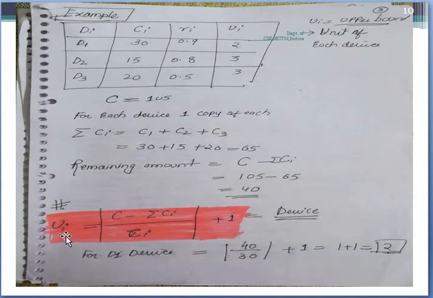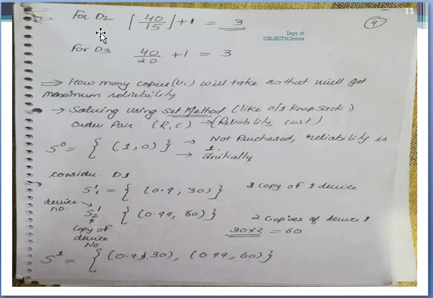The upper bound can be represented mathematically by the formula (C minus summation of Ci) divided by Ci, plus 1. So 40 by 30 plus 1, that is 1 plus 1, so I can take 2 units of the one device. In the same way I calculated for devices D2 and D3. So how many copies ui will we take so that we get the maximum reliability? We are going to solve this problem using the set method, just like we did in the 0/1 knapsack problem.